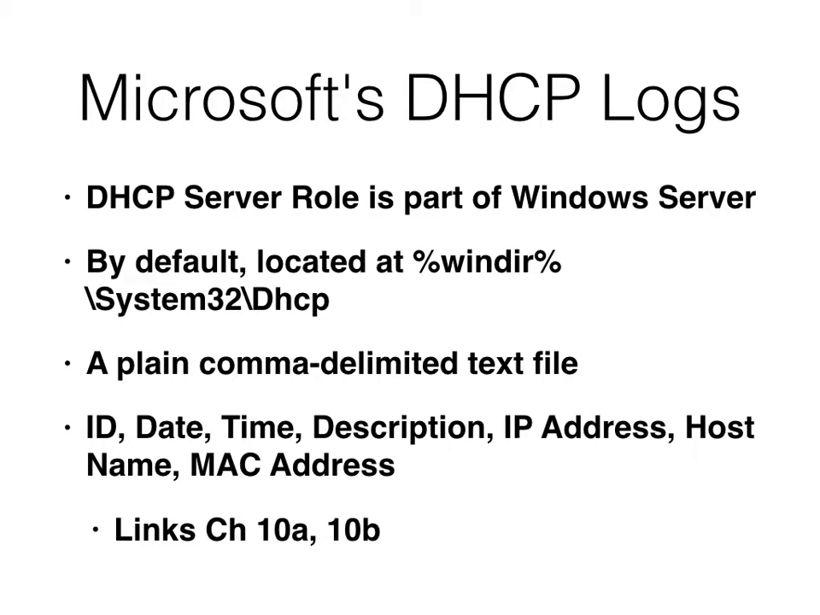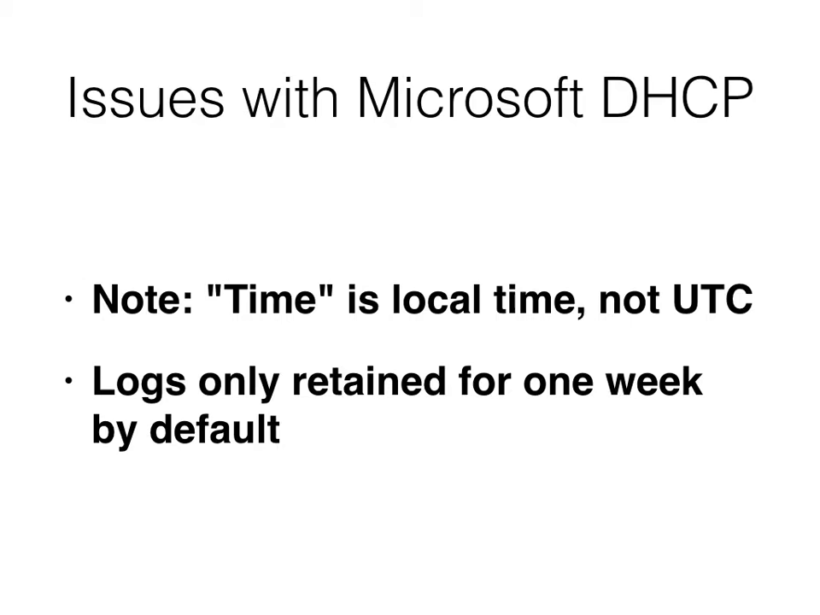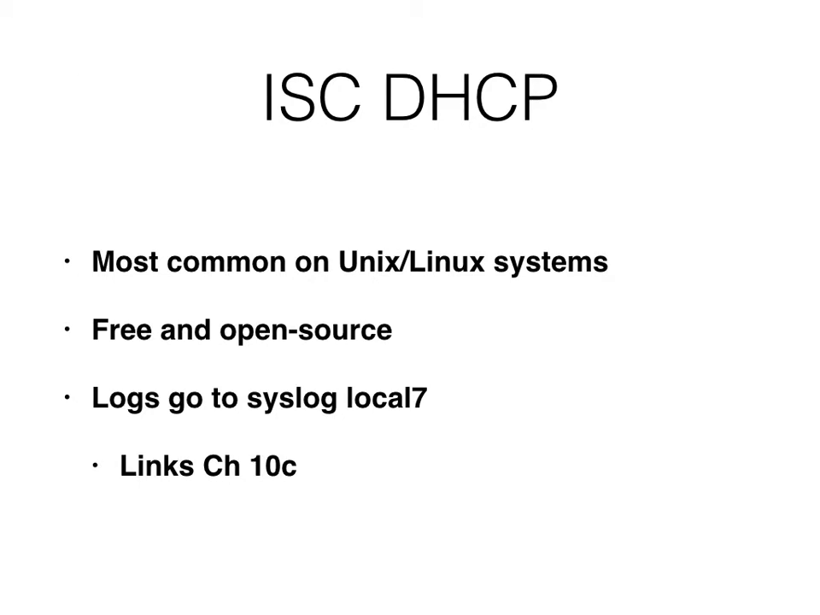Unfortunately, Microsoft's DHCP logs are not as useful as they should be. The DHCP server stores logs, they're plain text logs, and they have all the information you need, but they're only retained for 1 week. By default, it just has 7 log files, and it overwrites them every week. So unless you have thought to improve that, it's very likely that by the time you're analyzing an incident, the log is already gone. All right.